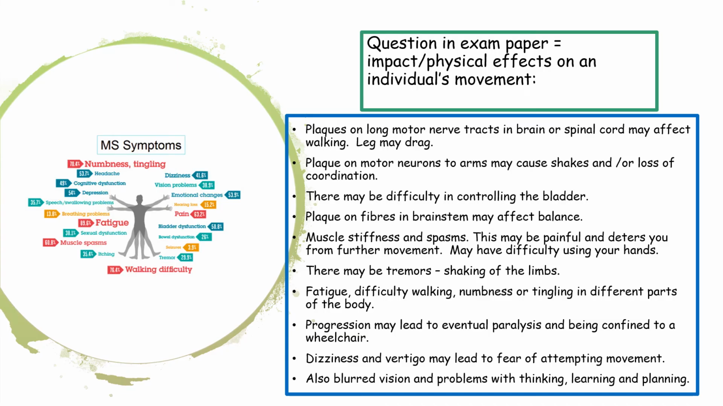A previous question in an exam paper was the physical effects on an individual's movement. So you need to have a think about how it would affect them from moving. They may have difficulty in controlling bladder, plaque on fibres, brain stem may affect balance, so it could cause them to fall over, muscle stiffness and spasms, fatigue could cause difficulty walking, and they may have tremors, etc. Dizziness and vertigo, which are basically the same thing, tend to go hand in hand with this condition as well. So I really would stop this PowerPoint, have a look about the impacts and make a few notes.